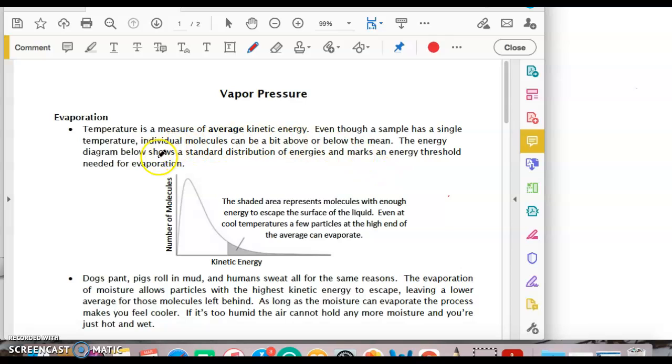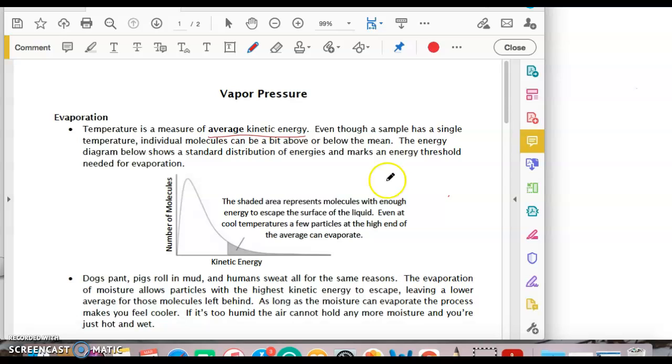So let's begin here. Temperature is a measure of average kinetic energy. When we think about an average, we think about having a bunch of numbers that we add up, and then we divide that total by the amount of numbers that we had. So you can think about that as each individual molecule having its own temperature. We add up those individual temperatures and divide the total by the number of molecules, and that gives us an average kinetic energy, or temperature.